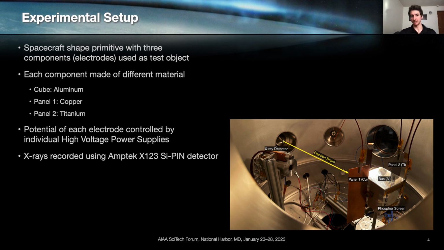So in our experimental setup for this work, we look at complex shapes. We have a spacecraft bus, a cube, and to that cube we have two panels attached. All these three components are charged to different potentials, and they're made of different materials. The spacecraft bus, for example, is made of aluminum, and one panel is made of copper, and the other panel is made of titanium. And we control the potential, so the voltage, of each of those components with high voltage power supplies, so the potential remains constant throughout the experiments.